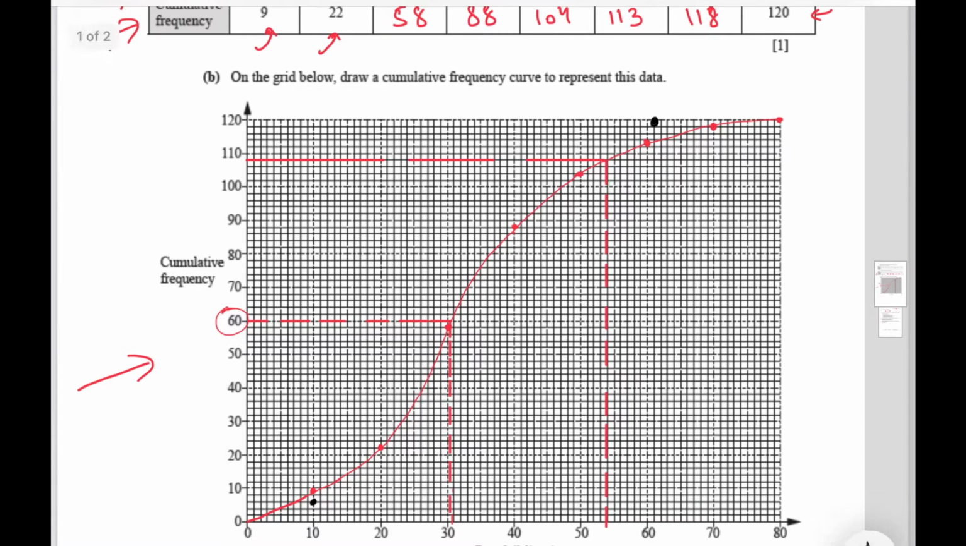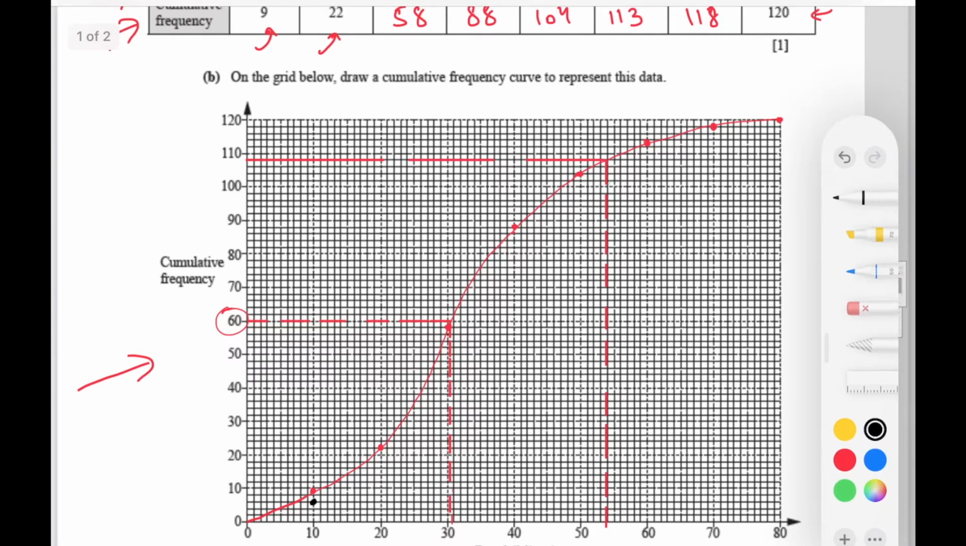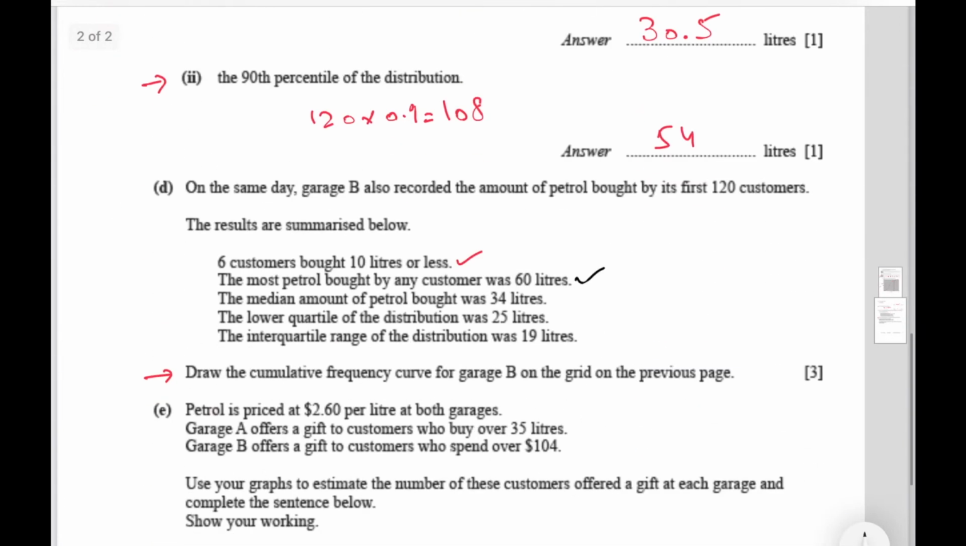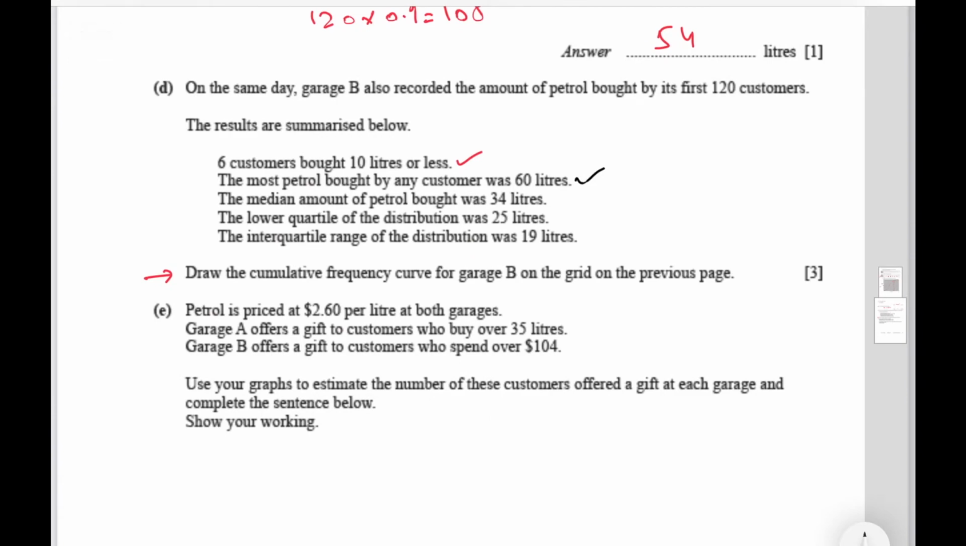Oh no, this is not correct. So you put a dot instead of this. You put it over here. Okay. Then it says the median amount of petrol bought was 34 liters.